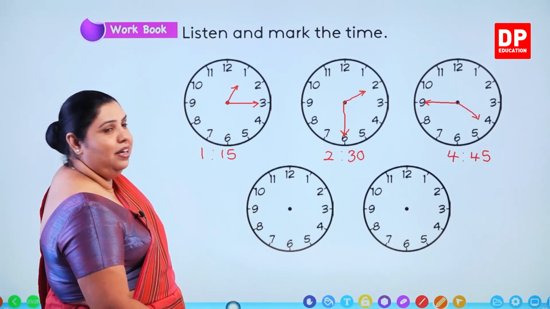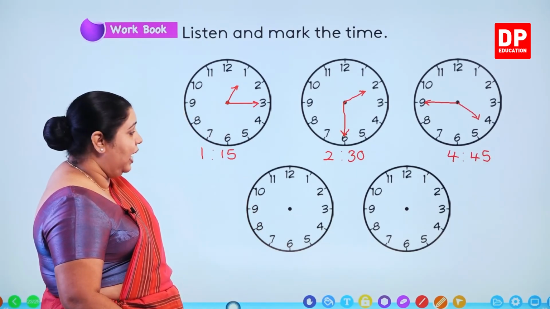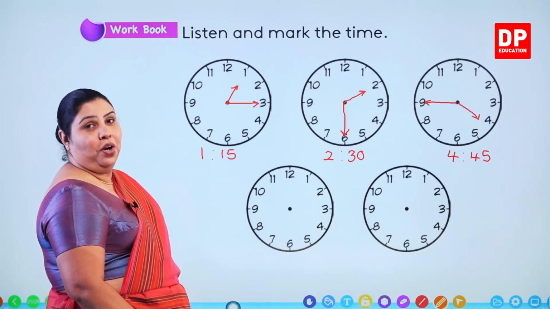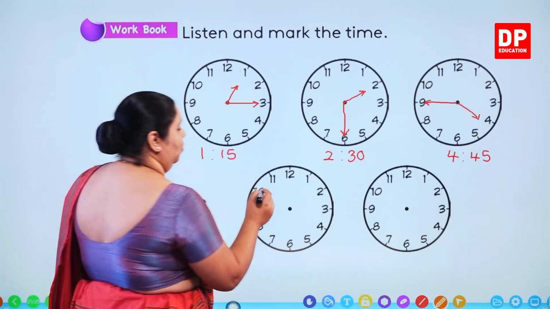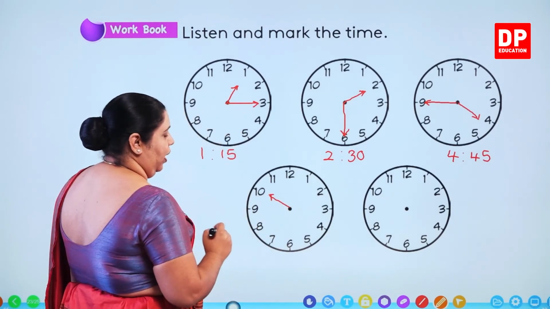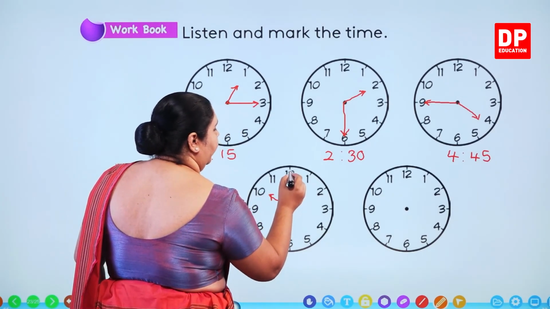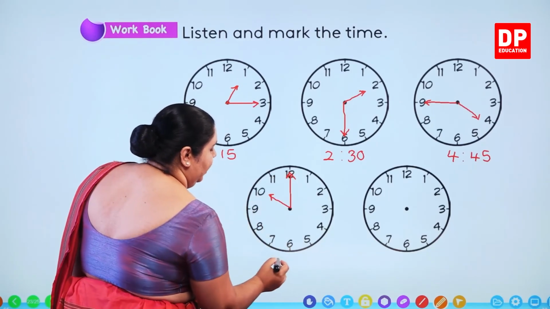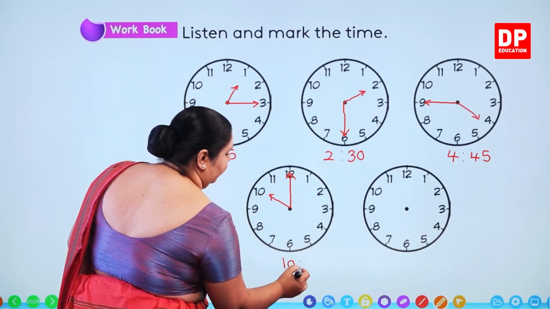Next one. I want you to mark the time 10 o'clock. When it comes to 10 o'clock, the short hand should go to number 10 and the long hand should go to number 12. Now it is 10 o'clock.